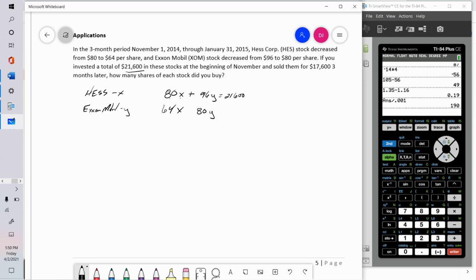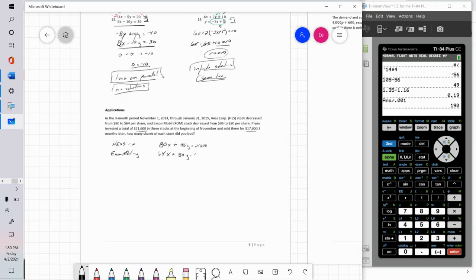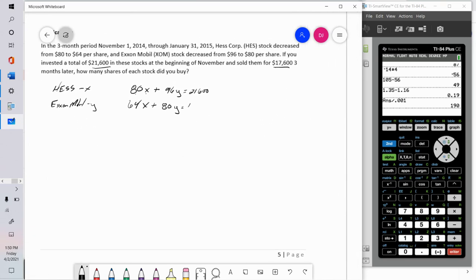The $64 for each Hess share plus the $80 for each ExxonMobil share is a total of, when I sold them, $17,600. How many shares of each did I buy? And again, notice that I have a system of equations. I've got some bigger numbers here, okay?